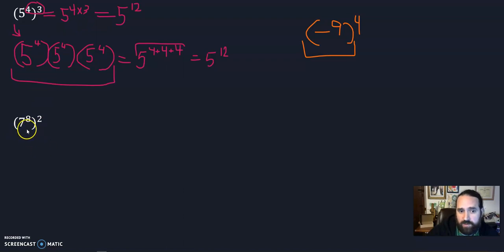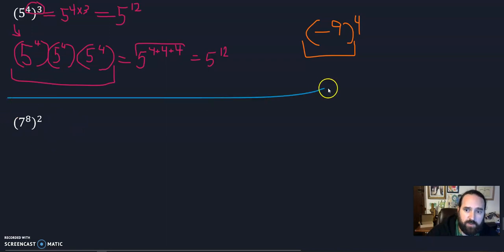So down here, what this is going to be is 7 to the 8th in parentheses with the second power on the outside. We're going to just multiply our exponents. So I'm just going to have this is equal to, actually, let me change colors entirely so no one gets confused.